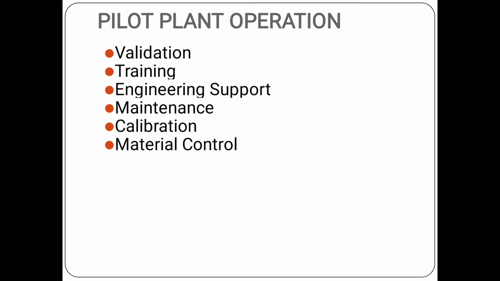Then material control, that is inventory control and input-output control, has to be maintained so that we can use whatever material we have in our hands in a proper way to get the proper output. In small scale we require a small amount of material, but as compared to that, large scale manufacturing requires a large amount of material. So material control must be there, and inventory control must be there.